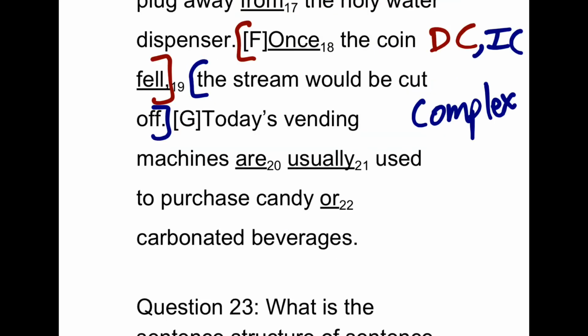The sentence structure of sentence F, that first clause, once the coin fell, it has a subject, coin, it has a verb, fell. And because of the subordinating conjunction once, it is dependent. Then I have stream would be cut, so subject, verb. And that's an independent clause. It expresses a complete thought, making this sentence complex.